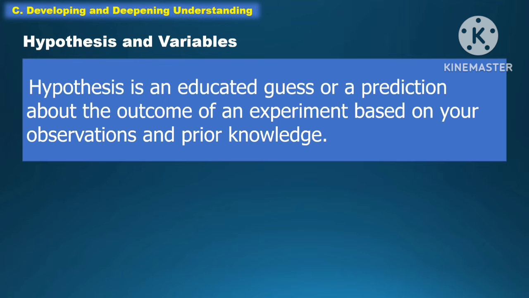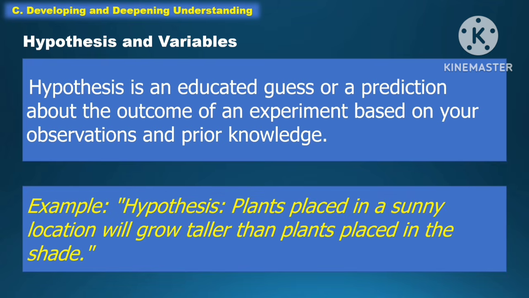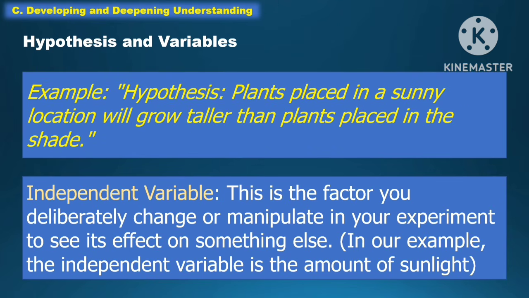Another lesson is the hypothesis and the variables. Hypothesis is an educated guess or a prediction about the outcome of an experiment based on your observations and prior knowledge. For example, plants placed in a sunny location will grow taller than the plants placed in the shade.